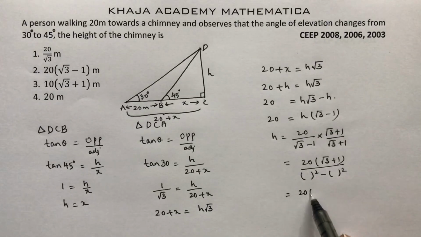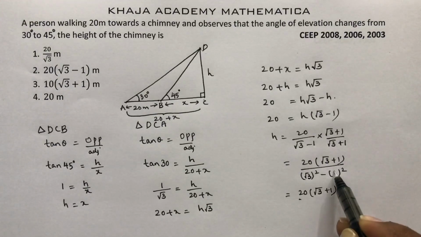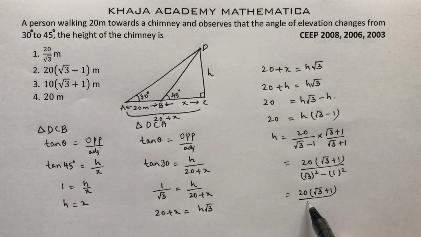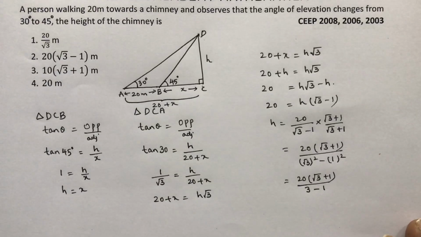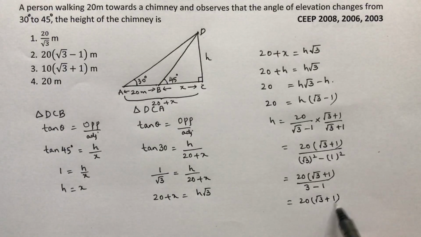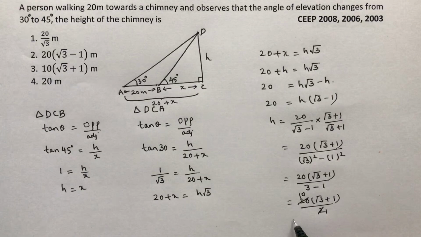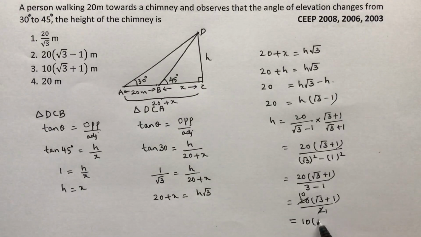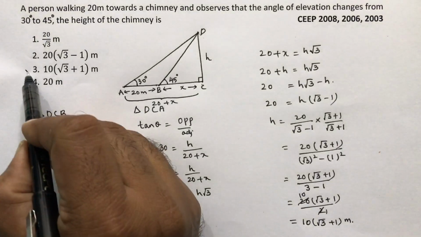So here we get 20 into root 3 plus 1. Here is root 3, here is 1. Root 3 whole square is 3, minus 1 square is 1. So now you see, 20 into root 3 plus 1 by 2. So 2 times 1, 2 times 10. So the correct answer is 10 into root 3 plus 1 meters. So the correct option is 3.